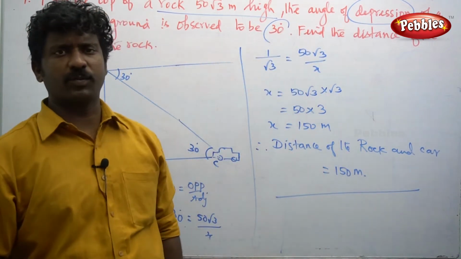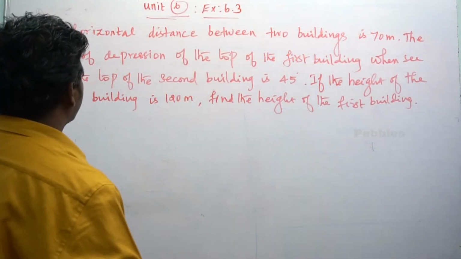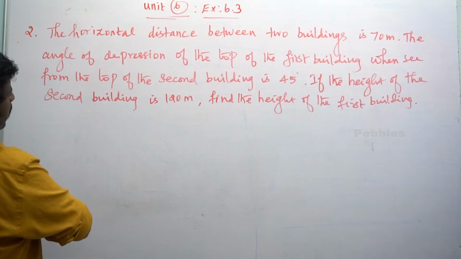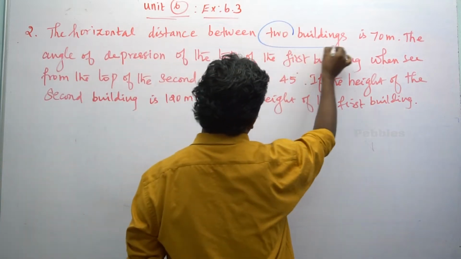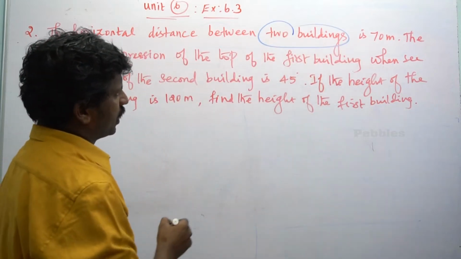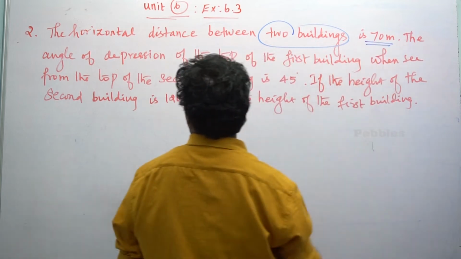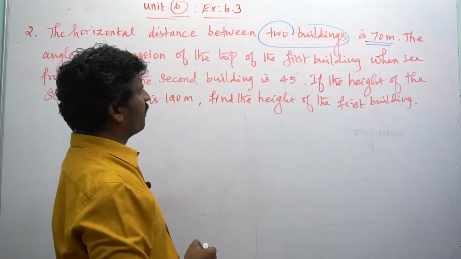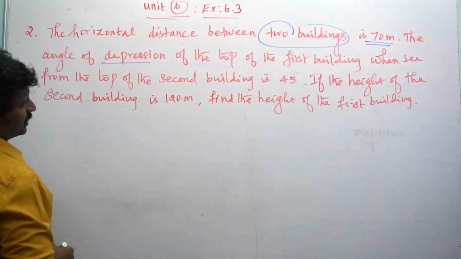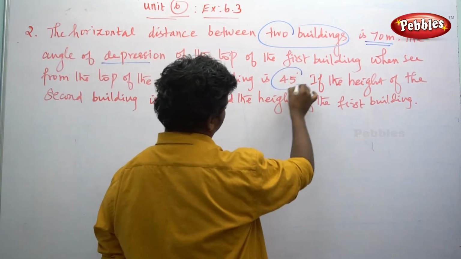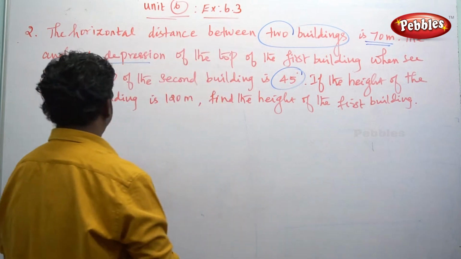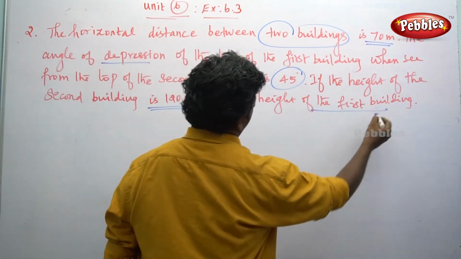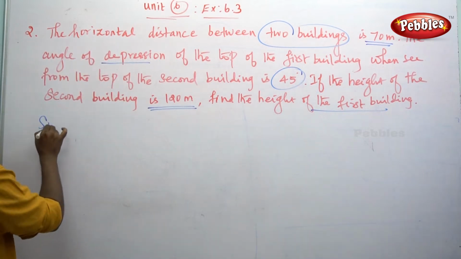Understood? Now let's see the next problem, question number 2 in exercise 6.3. The horizontal distance between the two buildings is 70 meter, right? The angle of depression of the top of the first building when seen from the top of the second building is 45 degree. If the height of the second building is 120 meter, find the height of the first building, right? See the solution now.